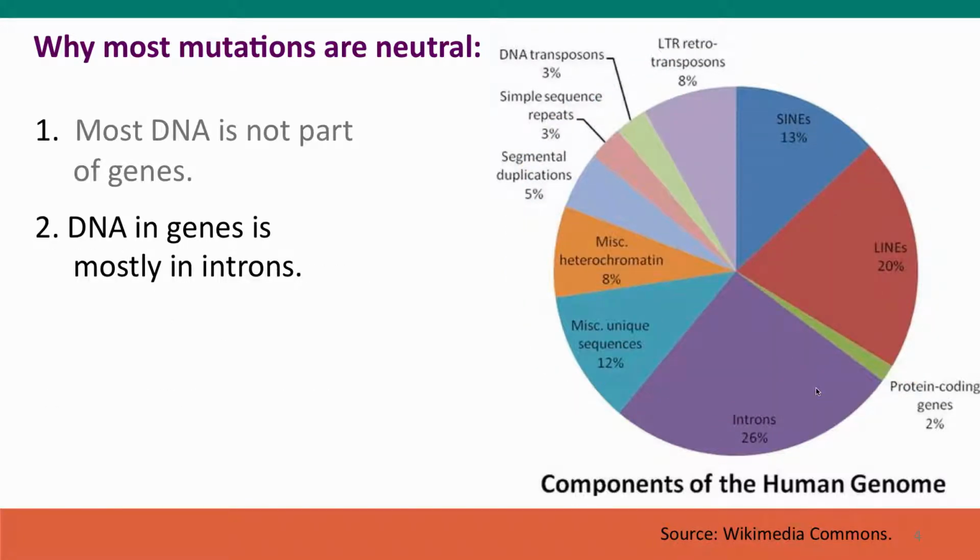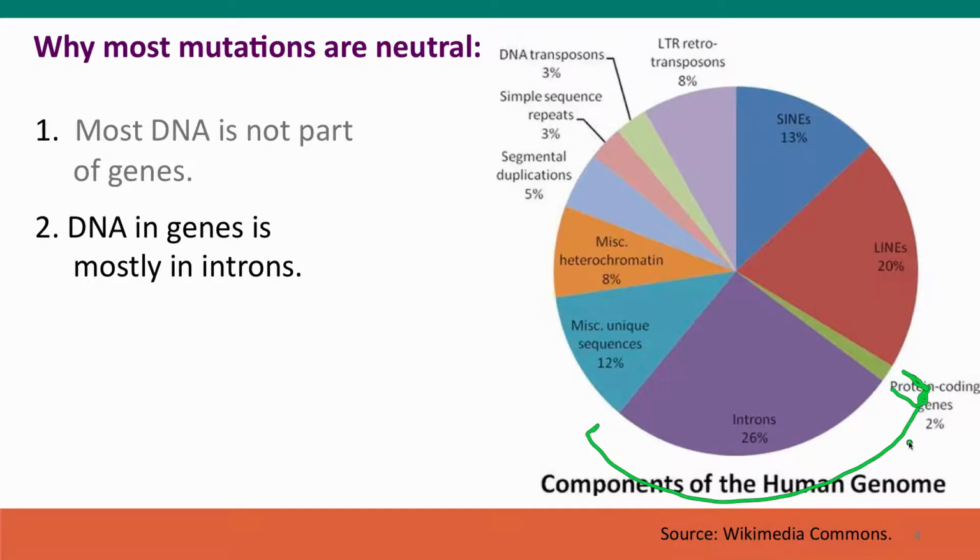Now, even when we consider the part of the genome that consists of genes, most of this DNA does not code for proteins. Only about 2% of our genome actually codes for proteins. The rest of this 28% is intron sequences.